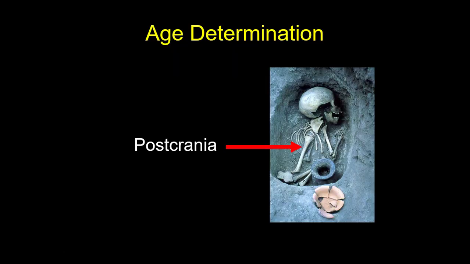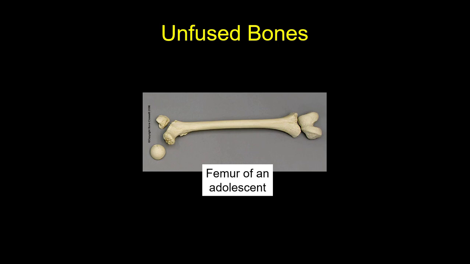We can also look downstairs. Even from a single bone, sometimes you can figure out an individual's age. When you are very young, things like your femur are broken up into separate bones. This is the condyle. It's a separate bone when you're a child, and it's going to fuse to the shaft when you're done growing. And then that's the head of the femur. These things all become one bone as you grow older.